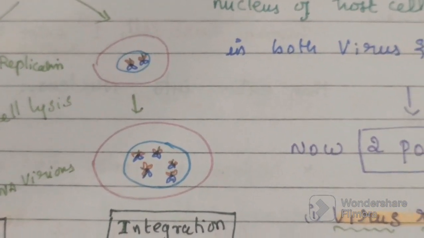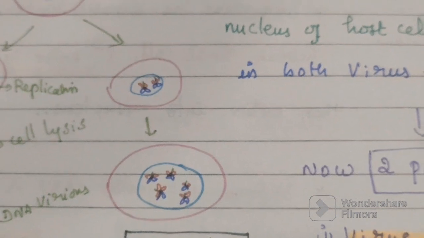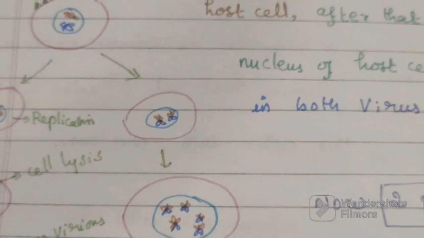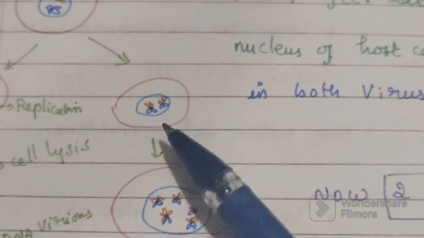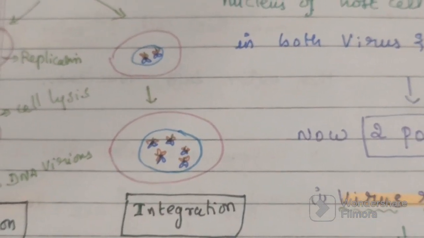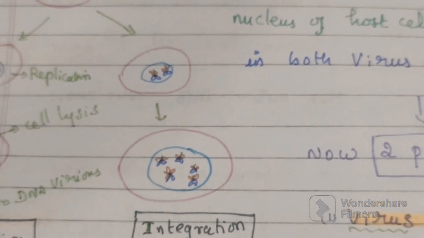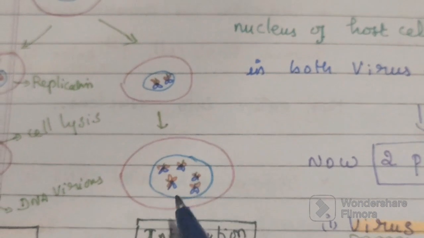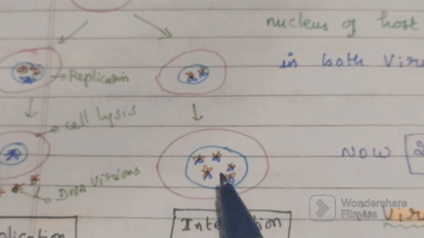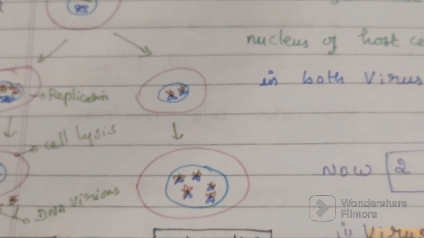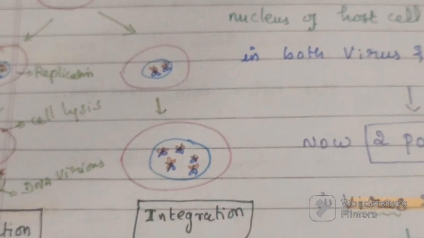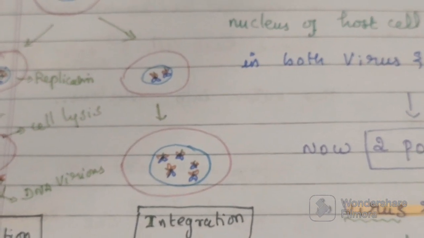The second scenario is viral DNA integrating. Here the viral DNA, the red one, integrates into the host DNA, the blue one. This phenomenon is known as integration. Both of them are replicating here: host DNA and viral DNA are both replicated. Once integration is formed, the integrated DNA replicates. This phenomenon is known as integration.